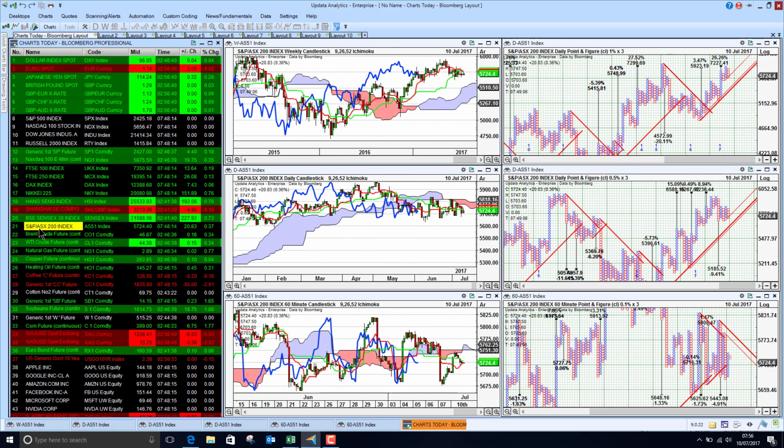The S&P Australian index still bearish below the clouds. Australia not looking as good.